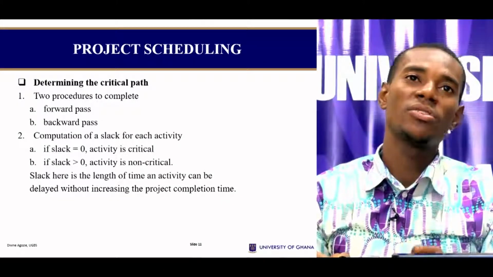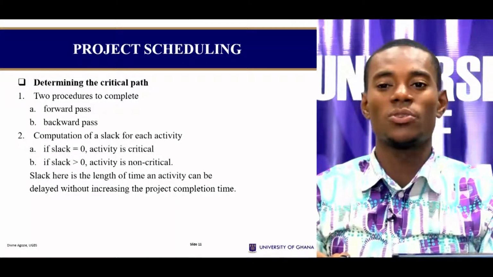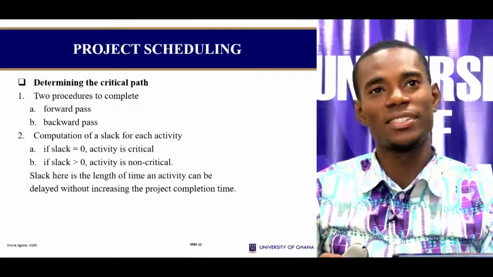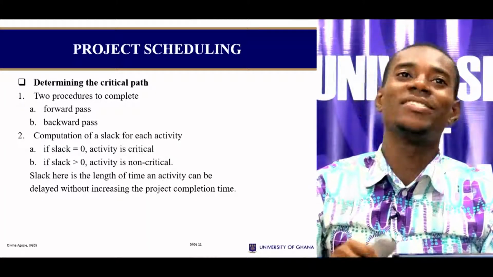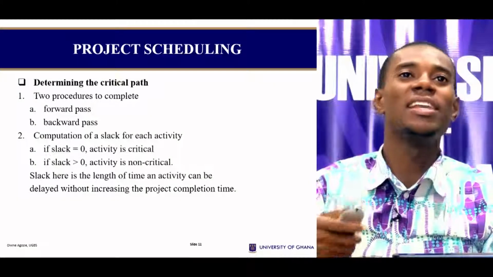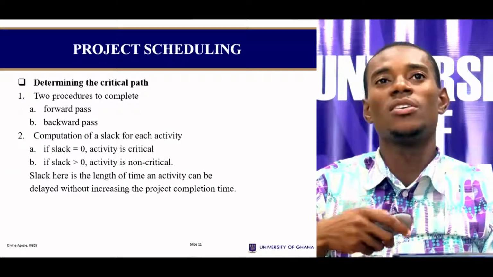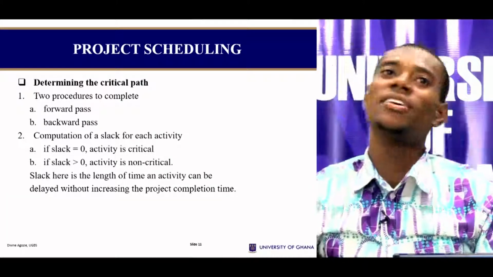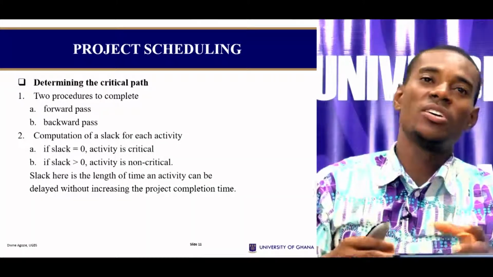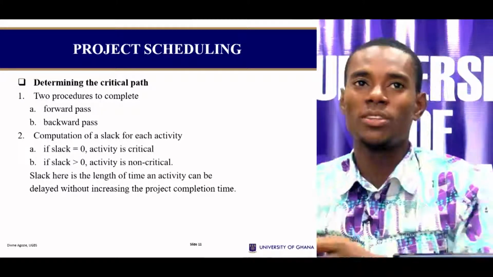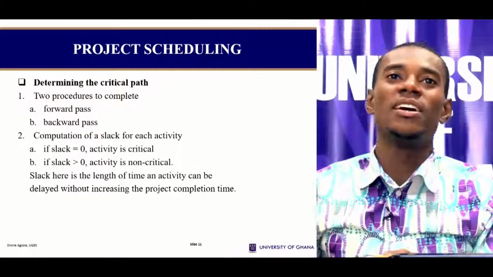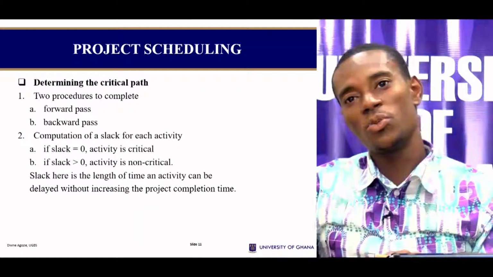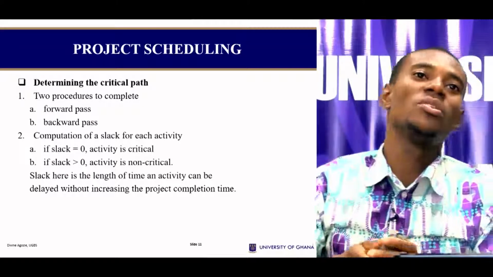Now, in determining the critical path, there are two procedures. We have what we call the forward pass and then the backward pass. The forward pass is just the addition of the earliest start time and the duration of each activity, and you keep repeating it till we get to the end. And then the backward pass is just the reverse of whatever we did going forward. You take the latest start time minus the duration, and you keep doing it for each activity until you come back to the start.